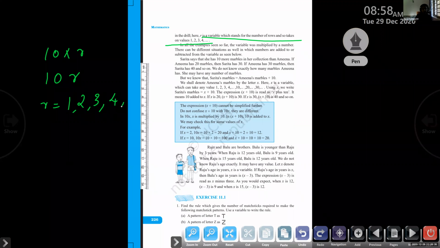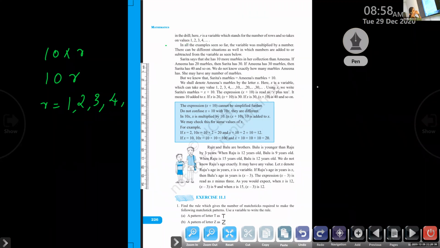Okay, ma'am. So I will read the textbook again, because in this chapter, algebra, we need to be thorough with our textbook pages, meaning all the content in the textbook. Okay, children. Here the question will be a very long question and the answer will be a short answer.